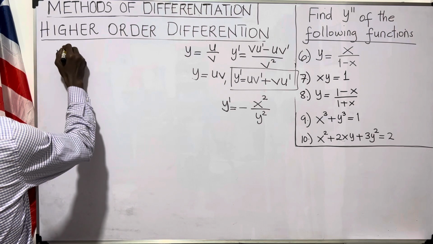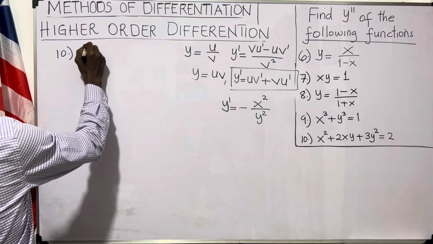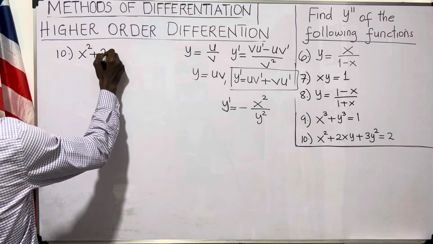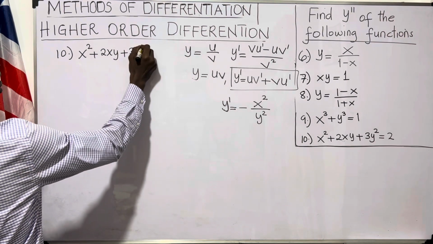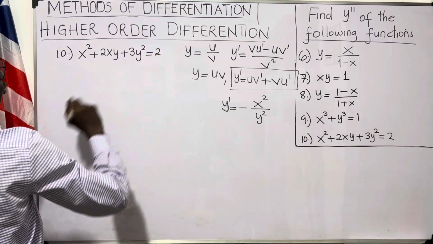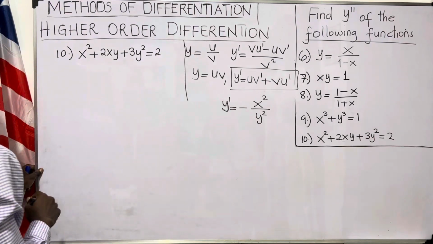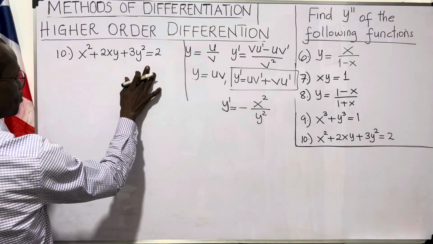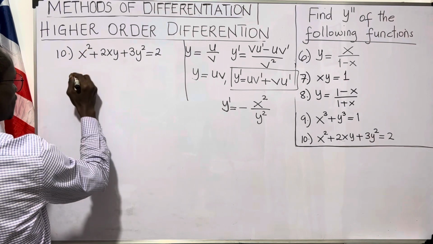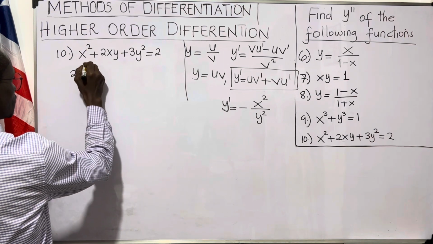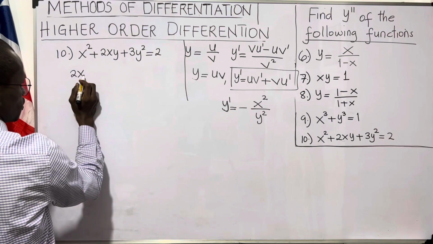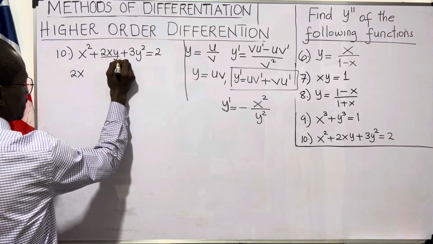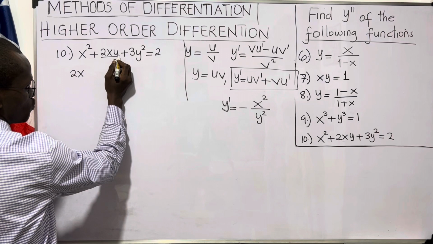So question 10 says x squared plus 2xy plus 3y squared all equals 2. So we differentiate every term. The derivative of x squared is 2x, we subtract 1 from the power and it is just 1. The derivative of this, now here we have product rule.